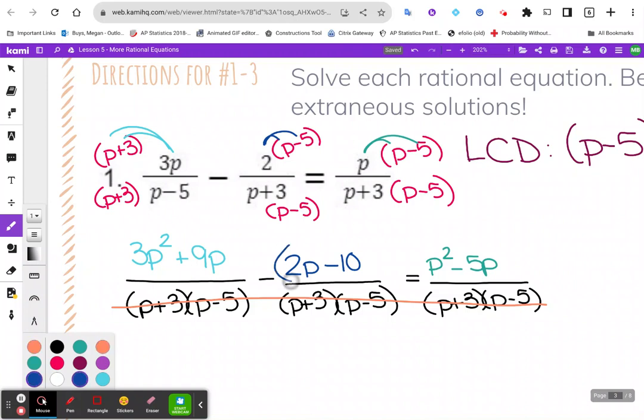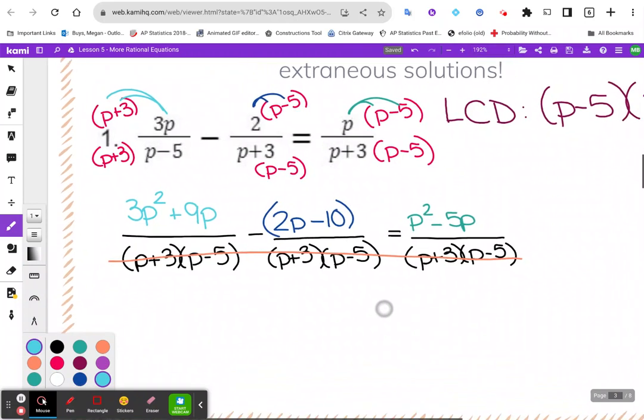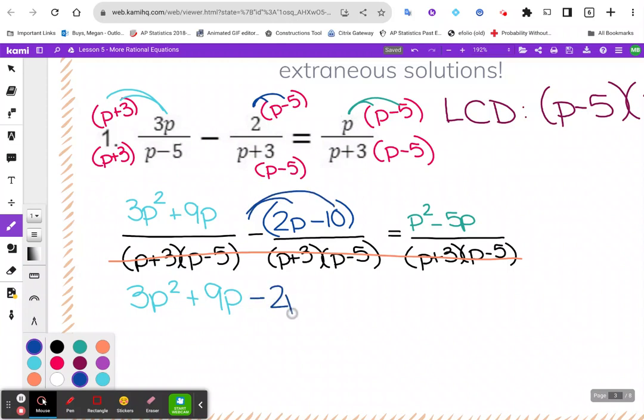One thing I want to be careful about is this particular numerator, because now everything else is just going to drop down. We get this 3p squared plus 9p. And we're going to have this, remember, negative should distribute to both parts. Negative 2p plus 10. And we know it is equal to a p squared minus 5p.